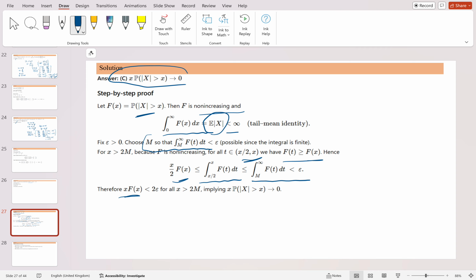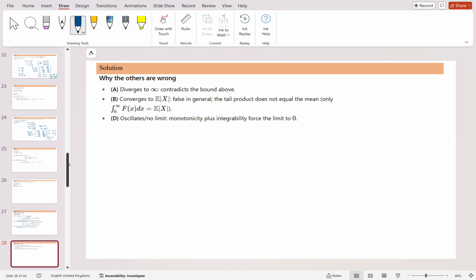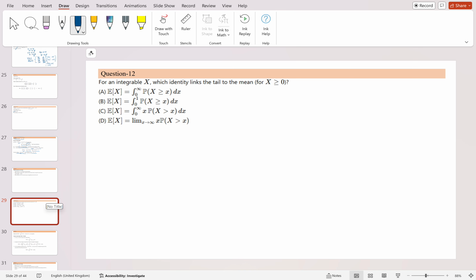So therefore x f(x) is less than 2 epsilon for all x greater than 2m, implying that x f(x) tends to 0 as x tends to infinity. So option C is actually correct. Okay, it goes to 0. Let's move forward and try to solve the other problem. Try to solve this.